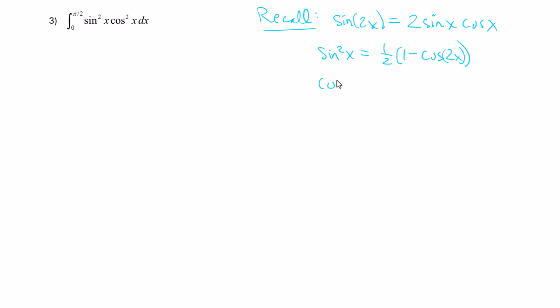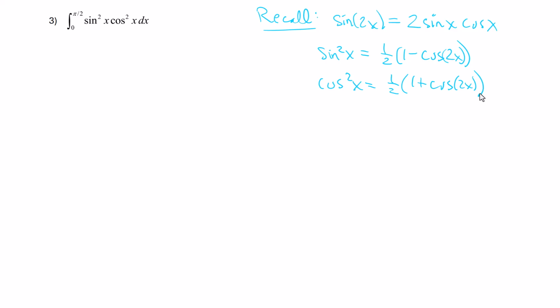Or, similarly, we know that cosine squared of x is equal to 1/2 times the quantity 1 plus cosine of 2x. So these are things we've been listing or recalling here, and they're relevant to this problem. I want to write them all down so we can discuss how to use either one.